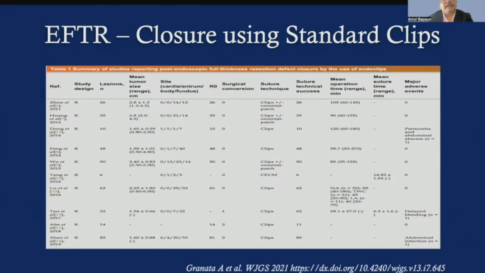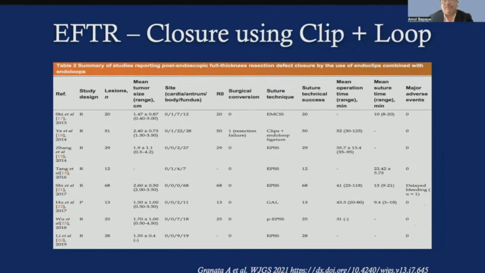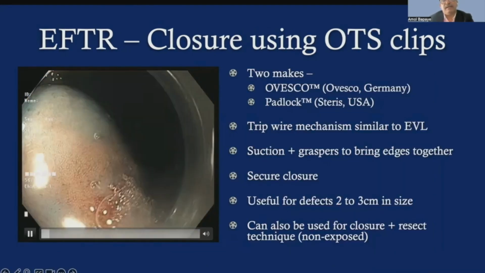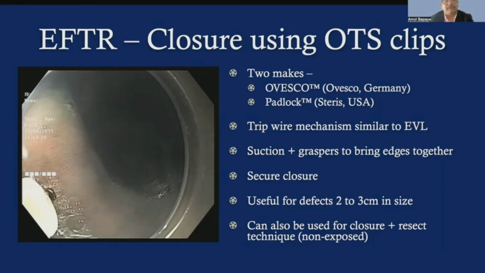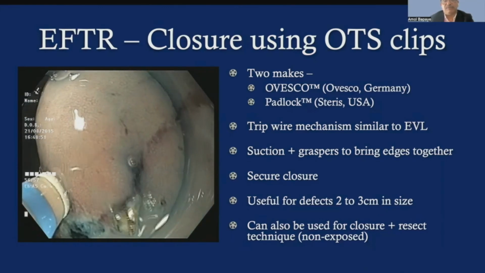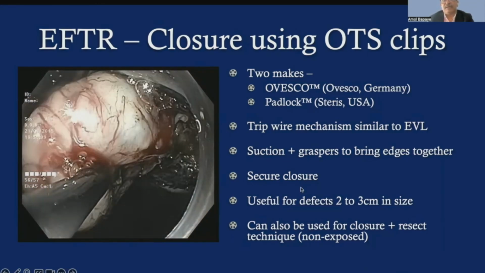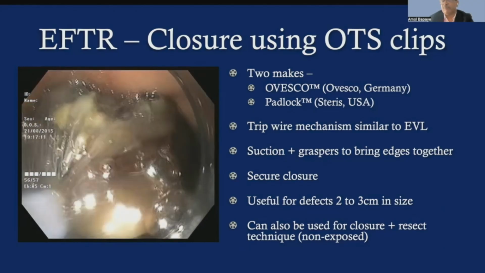For the selected indication, if the defect is small, success rates with just clips are above 90%. But for larger defects, we need to use the loop and clip technique, which gives us better yield. Of course, we have full thickness clips as well, the over-the-scope clips, which have a much more robust closure because they are larger clips. We all know that they go over the tip of the scope and can be fired using a tripwire mechanism. Using a combination of suction and graspers, we can have a very secure closure for defects up to 2 to 3 centimeters.